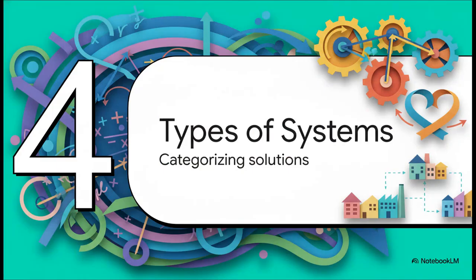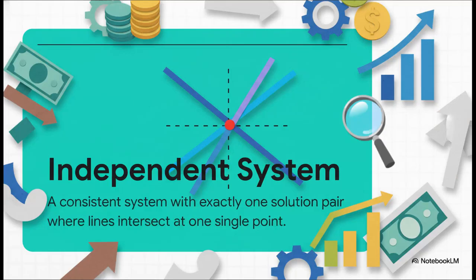All right, moving right along to part 4, 3 types of systems. As we process these equations, you'll quickly discover they don't all behave the exact same way. The math is actually telling us a story about the relationship between our variables. The first bucket a system can fall into is an independent system. This is usually what we're hoping for. It's a consistent system with exactly one specific coordinate pair as the solution.